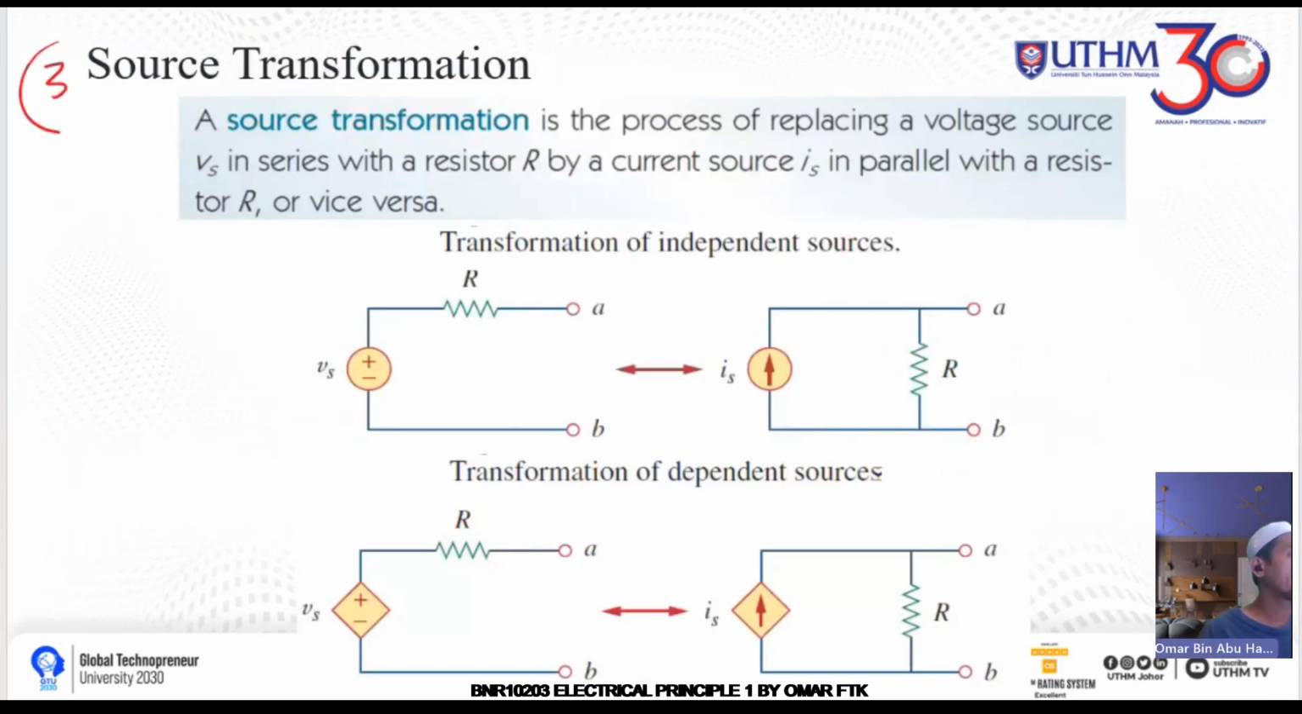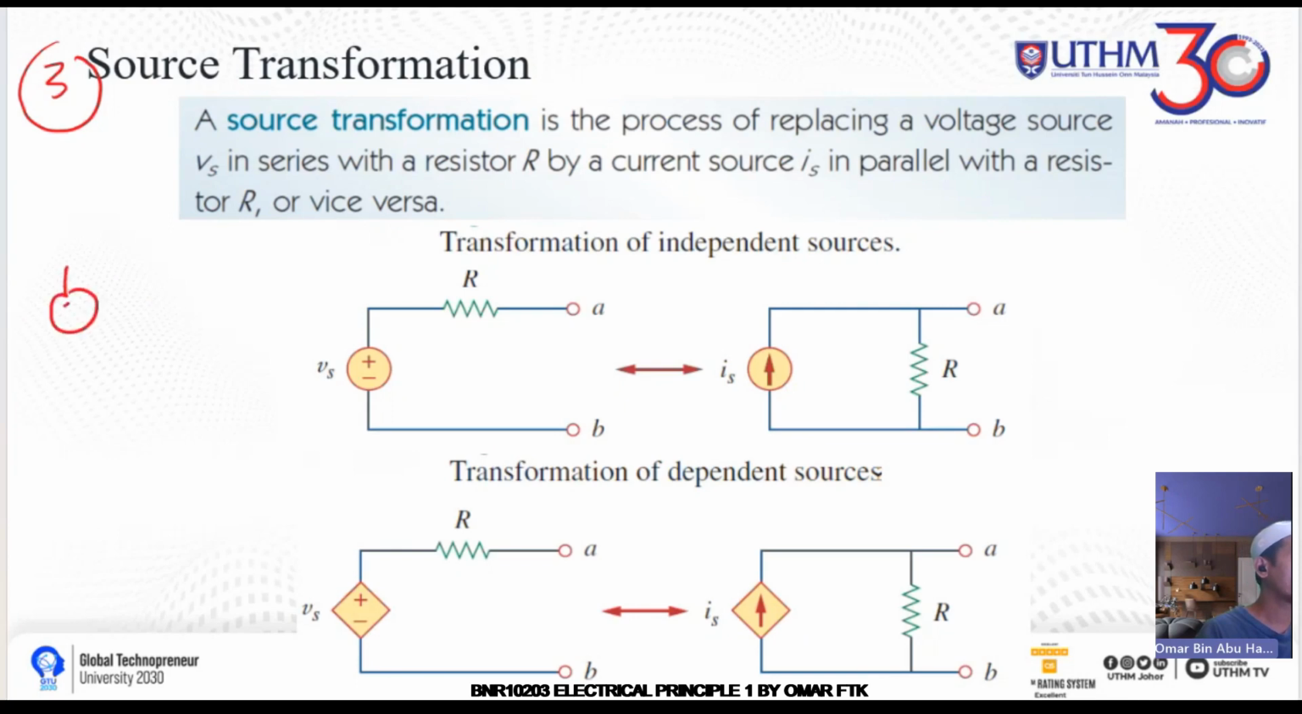So now the third subtopic. We already looked into superposition, and now we look into source transformation. Why do we call it source transformation? If in our circuit we have a voltage source in series with a resistor, then we can transform it into a current source that is in parallel with a resistor. For example, let's say I have it like this.